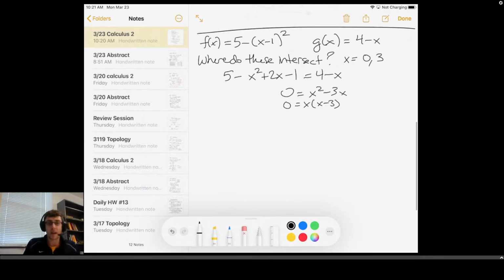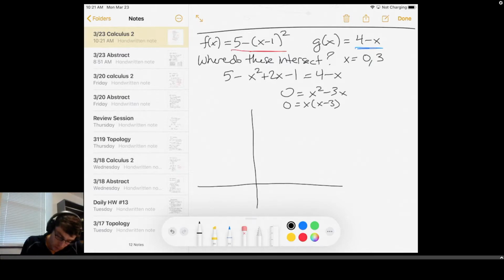Does anyone know, if you didn't have Desmos or a graphing calculator, do you have a nice way to graph this? So 4 minus x, I fully believe in your ability to graph, but what about f of x? Does anyone have a nice idea for how to graph that? You guys can use a mic as well if you want.